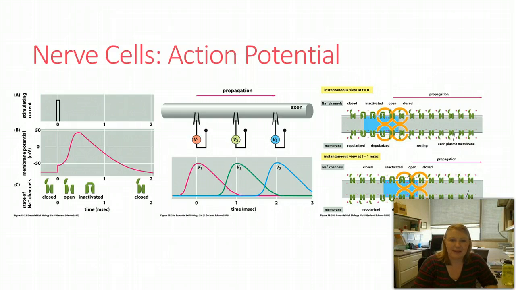So what happens is the one will be stimulated, then the next one will be stimulated, then the next one will be stimulated. And as this flow is going down the axon, the ones behind it are becoming inactivated, then eventually will be closed, and then eventually can open up again to send the signal again. So that's how this action potential works. And I've put some videos up in Blackboard, so if you have any questions about it, check that out. It's a little bit easier to see.